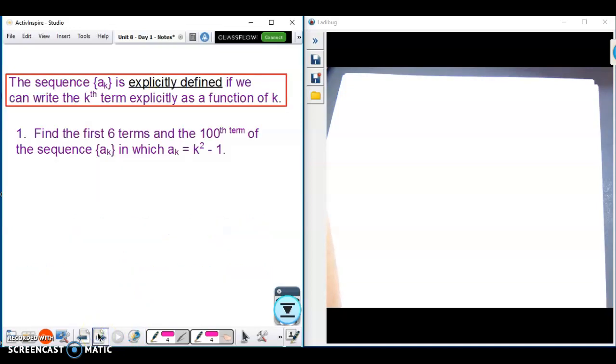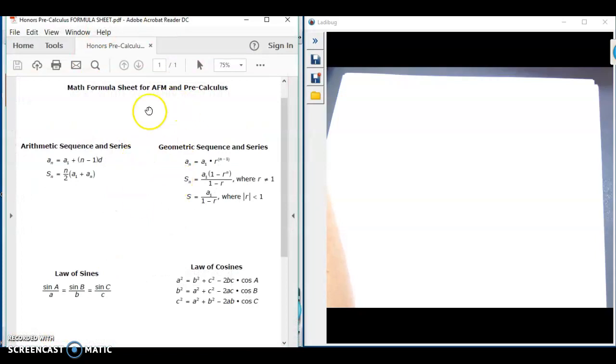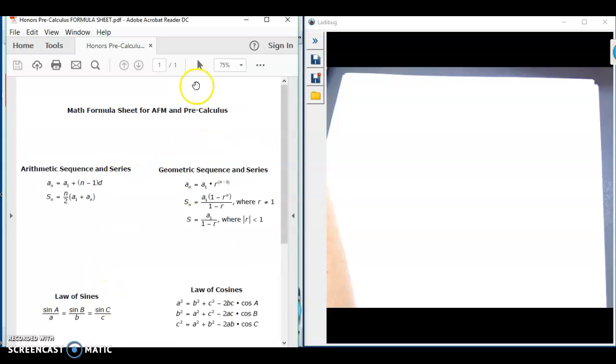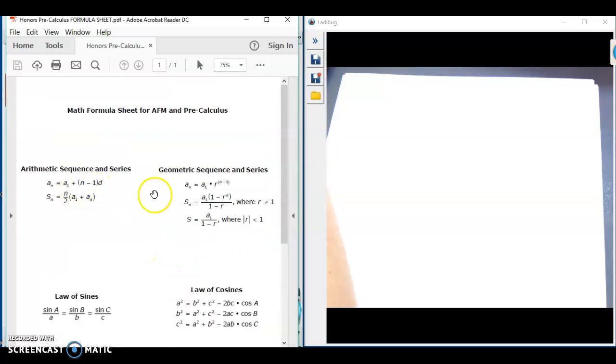So what we're going to talk about first is, it says the sequence is explicitly defined if we can write the kth term explicitly as a function of k. When we're talking about explicitly defined, in your Canvas course, you should have gotten a formula sheet. If we were to take the exam this year, this would be the formula sheet that you're given. If you notice, it has our law of sines, law of cosines that we've already covered, and it has stuff for conic sections. So we're just going to be looking at the top part for this unit, for the sequences and series.